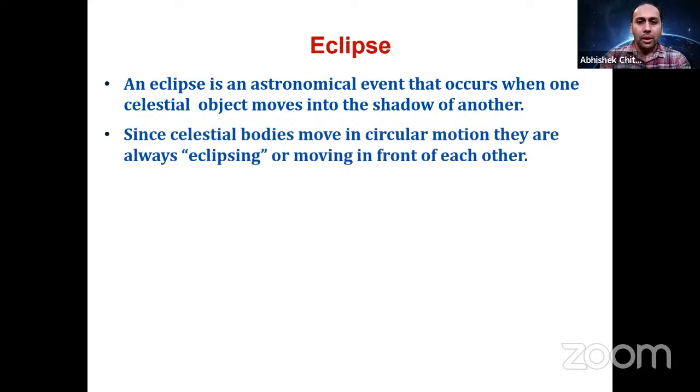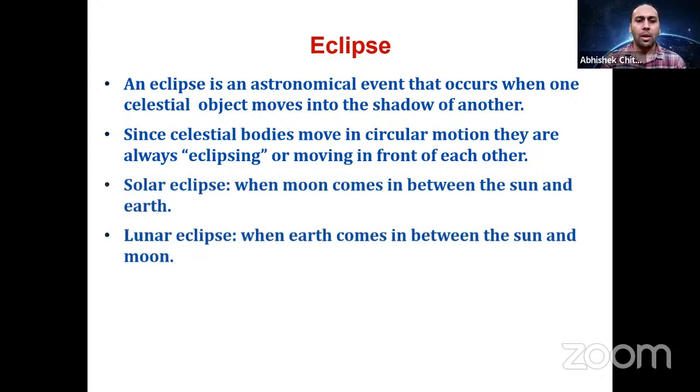The second one: since celestial bodies move in circular motion, although in reality they are moving in elliptical paths, for simplicity we are going to consider more or less circular motion. So they are always eclipsing each other. This is a very general phenomenon. Two types of eclipses we always see. The first one is the solar eclipse. The concept is very simple.